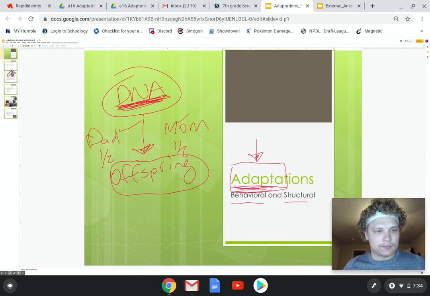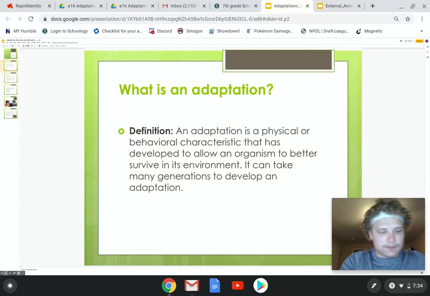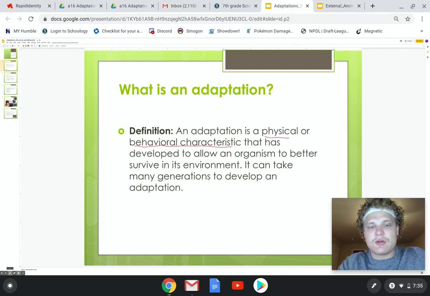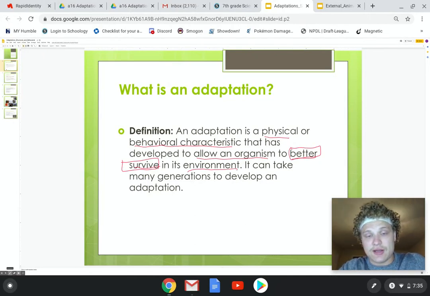So here we go. What is an adaptation? An adaptation is a physical or behavioral characteristic that has developed to allow an organism to better survive. I cannot highlight this part enough: to better survive in its environment. It can take many generations to develop an adaptation. So what exactly are we talking about? Well, we're talking about birds having wings.